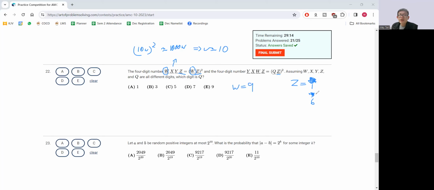So I'm just going to try 91 squared and 96 squared. 91 squared is quite close to 8,100, right? So it's not even big enough. I need 96. 96 squared is 9216. So that does work, right? Okay, so that means that YXWZ, Y is 1, X is 2, so 1296. Oh, great. So that's 36 squared. And the answer is 3.